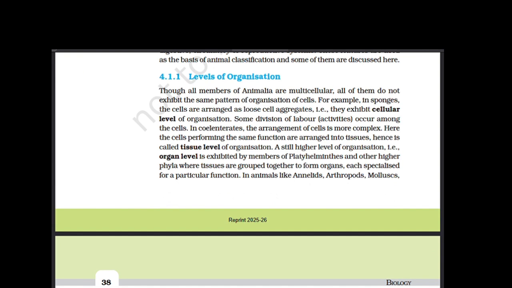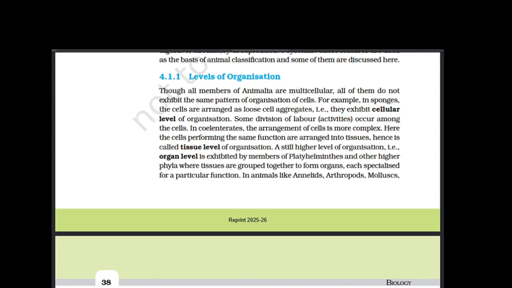First level of organization. Though all members of Animalia are multicellular, all of them do not exhibit the same pattern of organization of cells. For example, in sponges, the cells are arranged as loose cell aggregates, that is, they exhibit cellular level of organization. Some division of labor activities occur here in the cells.